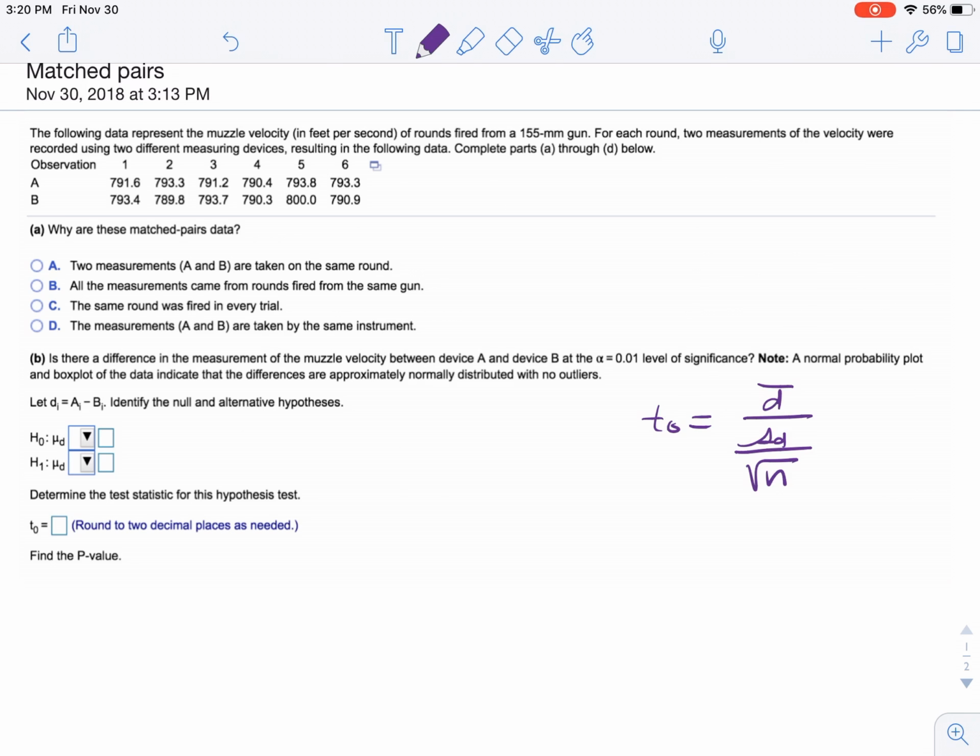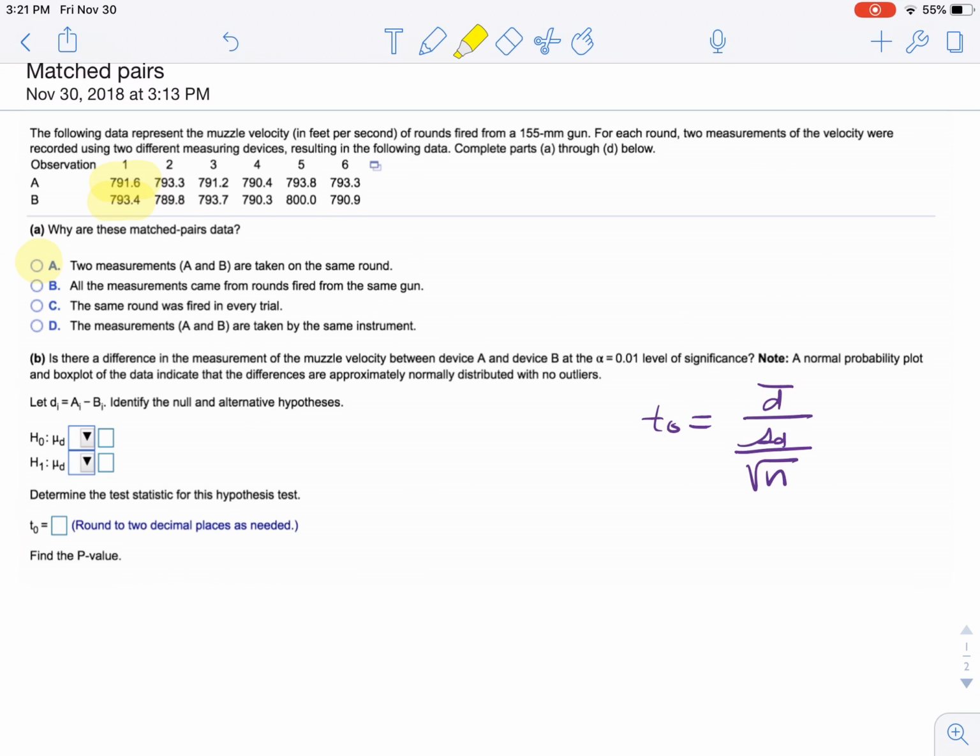So A is one of the devices and B is the other device, measuring the muzzle velocity of a round fired. So notice that these two values, 791.6 and 793.4, are the muzzle velocity for a single shot, for a single round, and that's what makes it a matched pairs design. So we could say that for part A, why are these matched pairs data? Two measurements are taken on the same round.